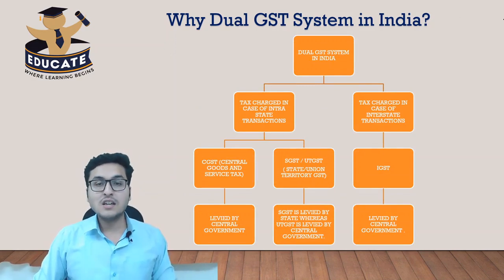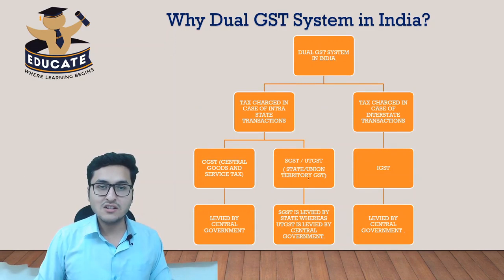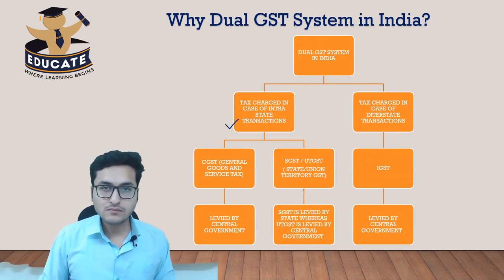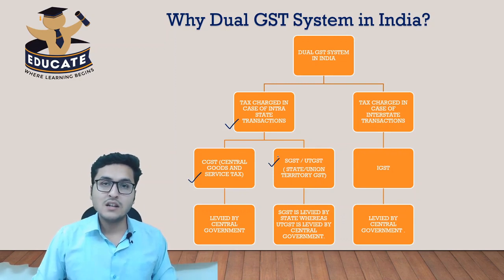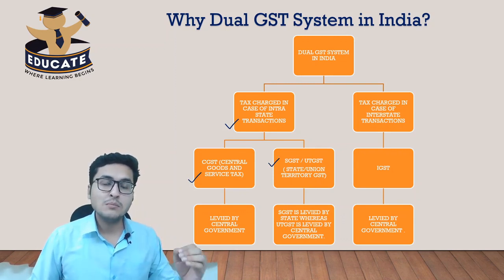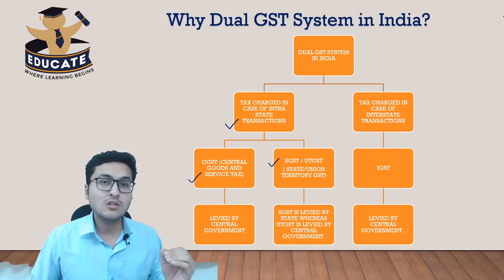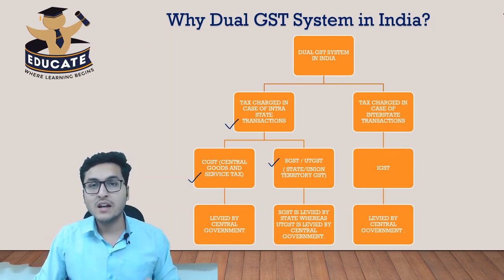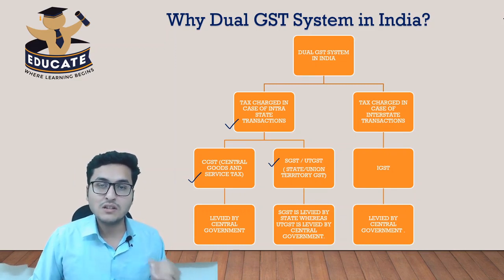So friends, in case of intrastate transactions, we need to levy two taxes. And the two taxes are CGST and SGST. So friends, in case of intrastate transactions, meaning thereby when we supply the goods within the state, we need to charge two taxes on the basic value, that is CGST, which is Central Goods and Service Tax, and SGST, which indicates State Goods and Service Tax.